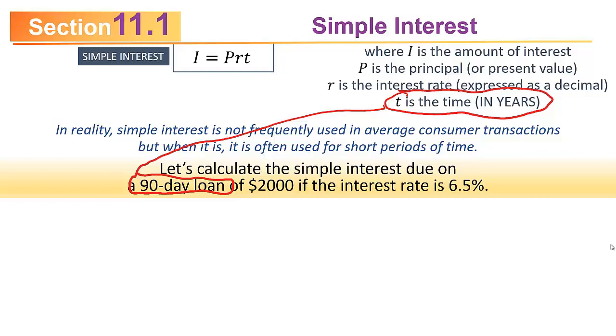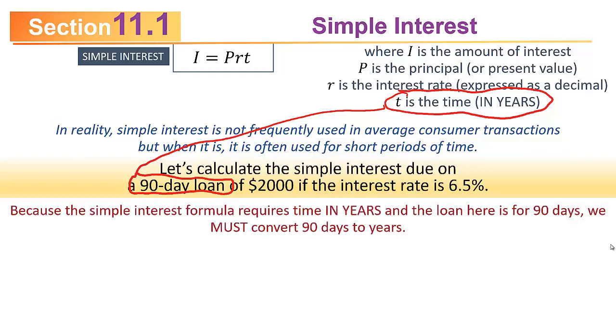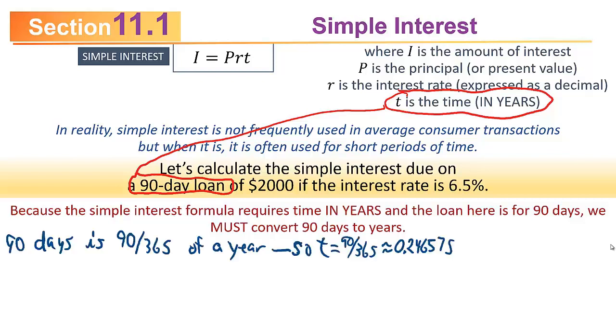This is a little different. We've been doing years and months. This is a 90-day loan. So you still have to change it to years, but you've got to think a minute. There are 365 days in a year, so 90 days is 90/365ths of a year. And if you do that on the calculator, that comes out to be about 0.246575. Again, take plenty of extra decimal places. You have to convert it back to years. And if you're doing days, divide by 365.